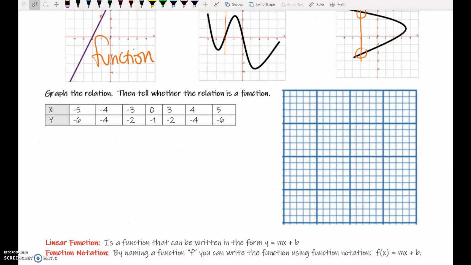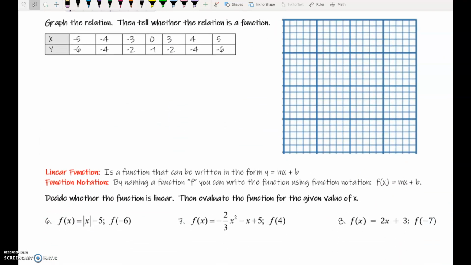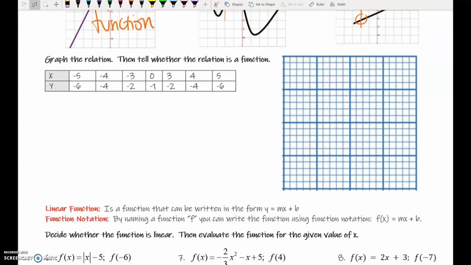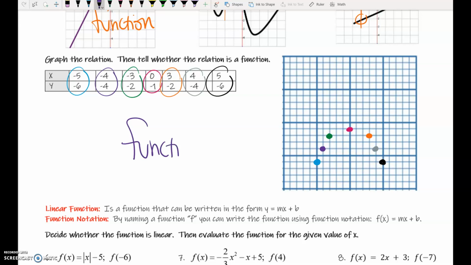Okay, so on your own, I want you to pause the video, graph the relation, tell whether the relation is a function. Okay, here's the graph of the relation. Is it a function? Yes, it is a function.